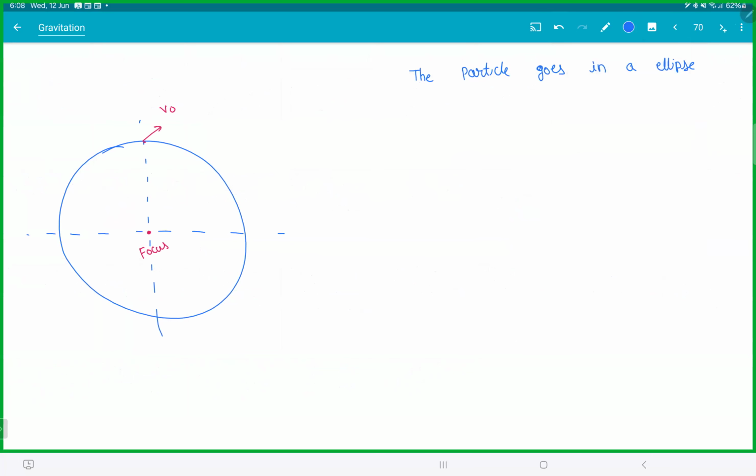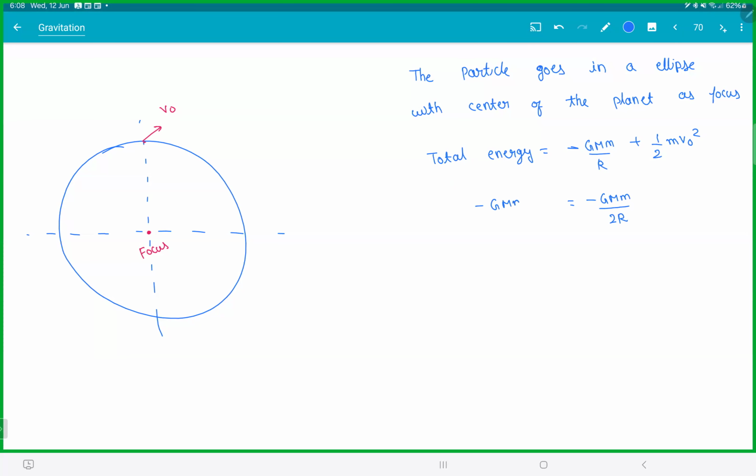So the particle goes in an ellipse with the center of the planet as the focus. That is the second data point, which came from Kepler's first law. There he talked about the sun and planets, but you can apply the same thing for anything. And what is the total energy here? The total energy is potential energy minus GMm by R plus half mv0 square, which is minus GMm by 2R. But we know for the total energy of an elliptical orbit, it is minus GMm by 2A. So we got A is equal to R.